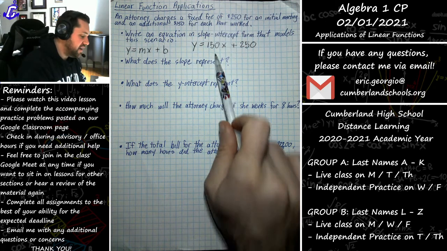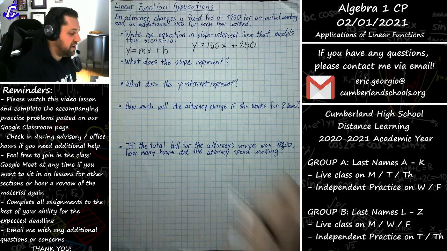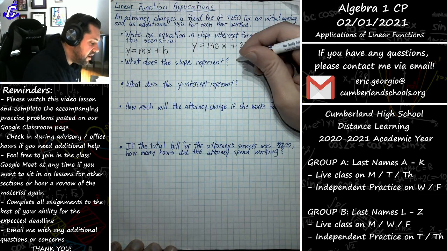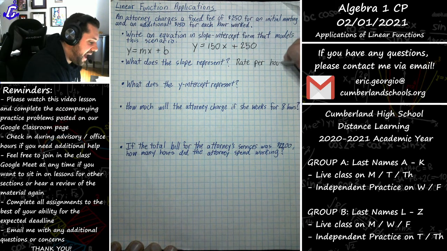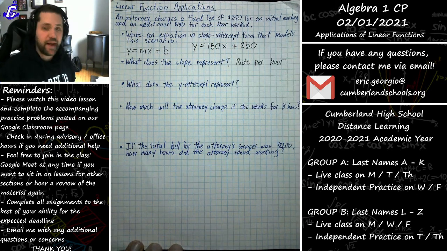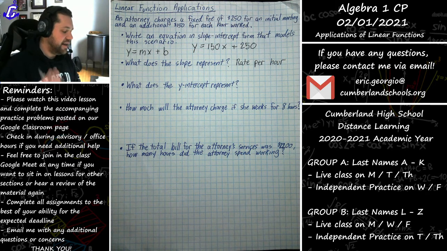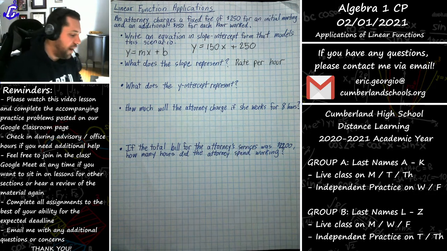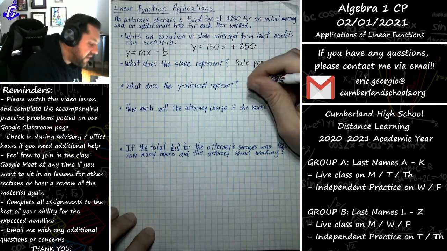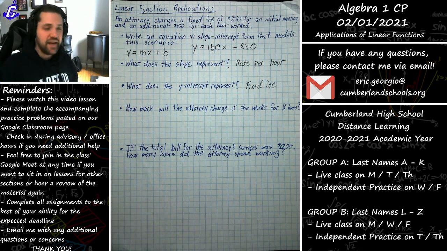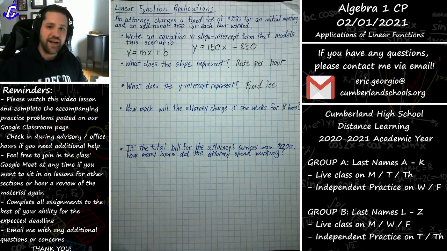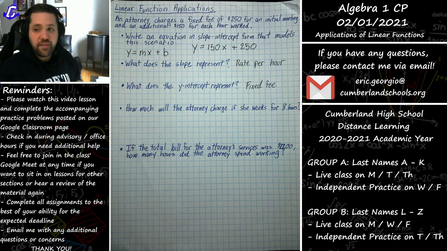Each part of that equation, again, represents something that ties into the scenario. The slope represents the rate per hour, right? Because every hour worked, which is represented by x, that means that I have to pay an additional $150. What does the y-intercept represent? Well, that represents the fixed fee, the one-time initial fee that never gets assessed again, but again, regardless of that rate, you got to pay it. That's $250. Now, the next problem says, how much will the attorney charge if she works for 8 hours?